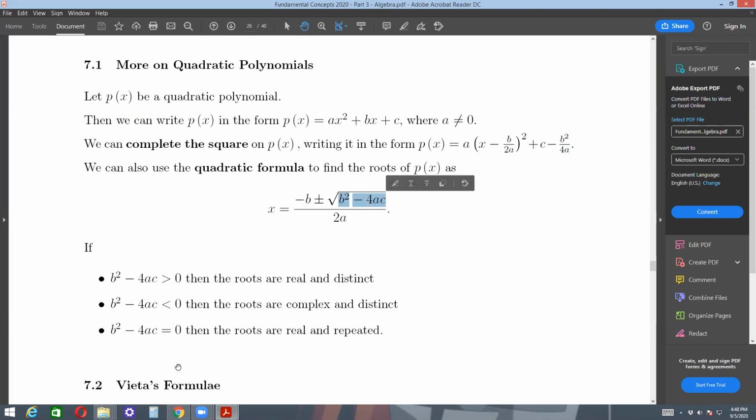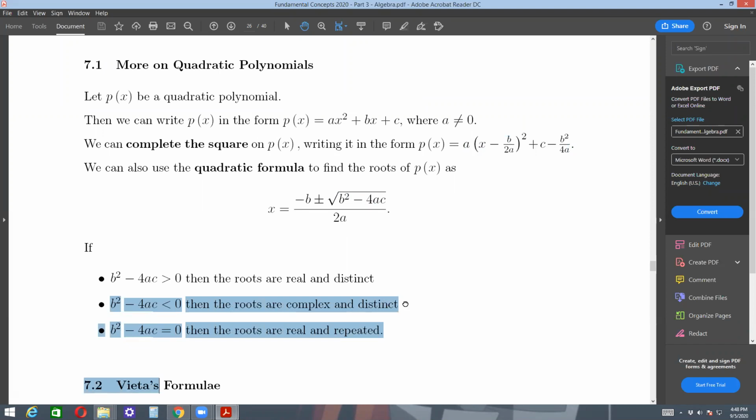If this is less than 0, you're not going to have real roots, because you have the square root of a negative number. So you're going to have complex roots. If it's equal to 0, basically your answer is just going to be minus b over 2a. So it's going to be a repeated root. That root, minus b over 2a, will be repeated twice.